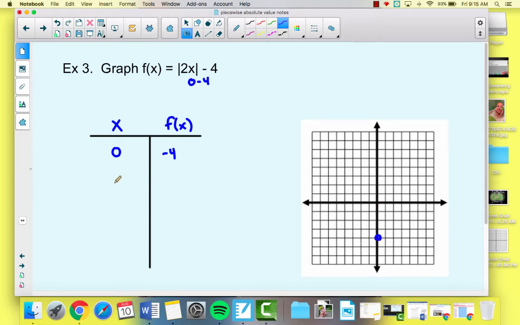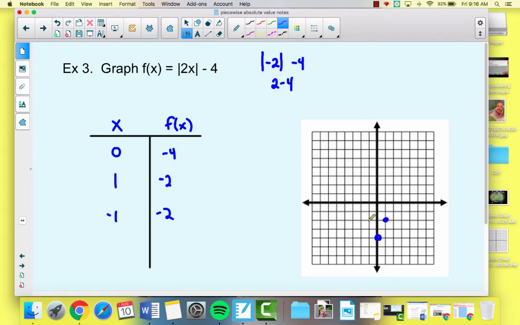Then maybe I plug in positive 1. I'd get 2 times 1 is 2, so I have the absolute value of 2 minus 4. Absolute value of 2 is 2. 2 minus 4 gets you negative 2. So now I can go to the point 1, negative 2. Okay, and then I can do the same thing with positive and negative numbers. So I'm going to plug in negative 1 into this equation. 2 times negative 1 is negative 2. So when I have the absolute value of negative 2 minus 4, that's going to simplify to 2 minus 4, which also gets me negative 2.